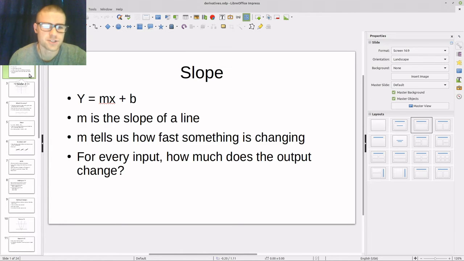So just to start, we're going to talk about slope. Slope is basically what a derivative is. What slope is telling you is how fast something is changing. For every input that you put in, which is your x value, how much does the output change, which is your y value? So the basic formula of y equals mx plus b, any straight line, is basically described by this formula. M is the slope.